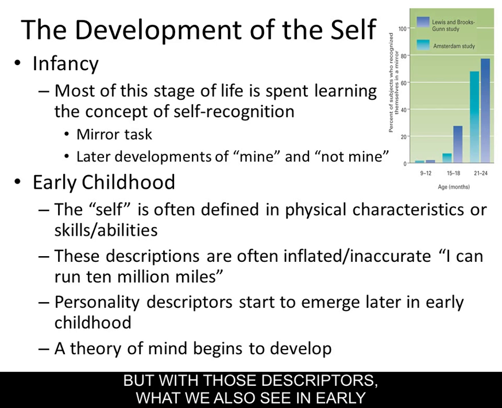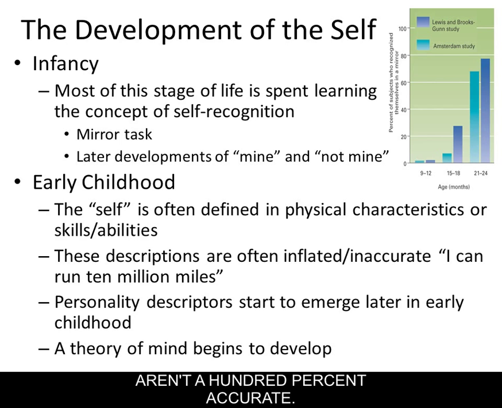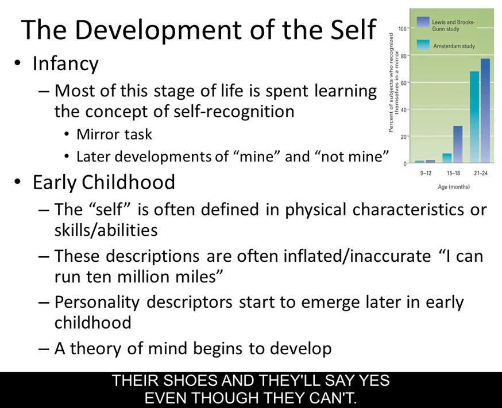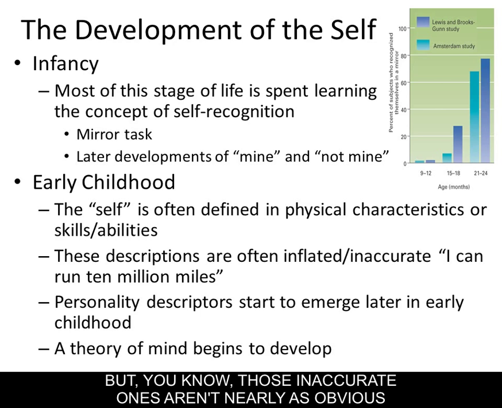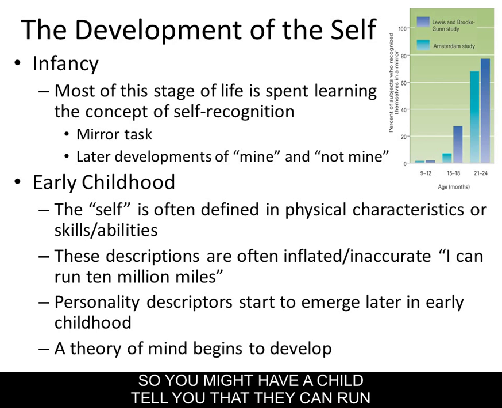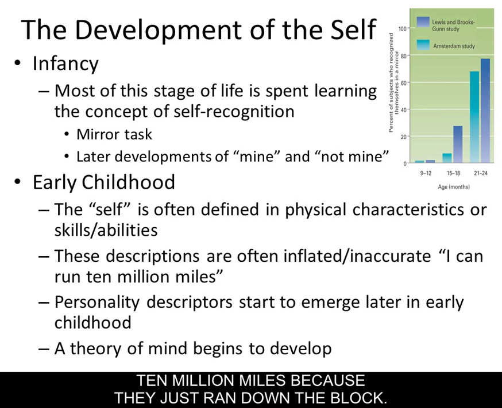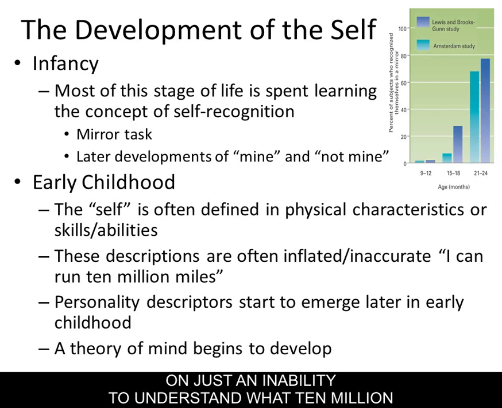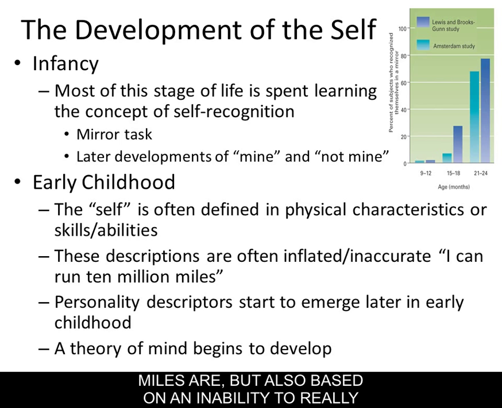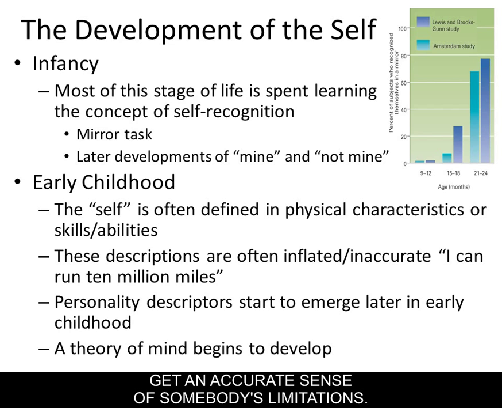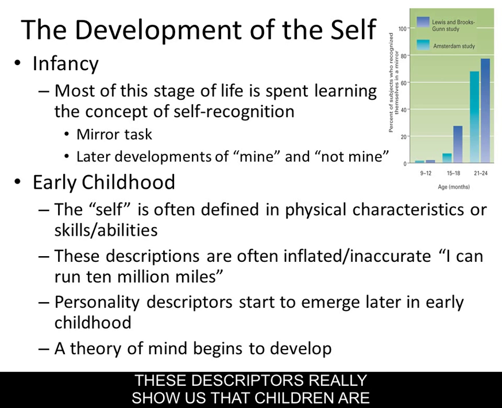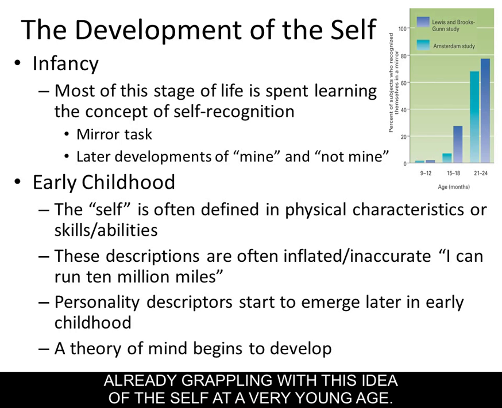But with those descriptors, what we also see in early childhood is that a lot of times these descriptors aren't 100% accurate. So you might ask a young child if they can tie their shoes, and they'll say yes, even though they can't. But those inaccurate ones aren't nearly as obvious as some of the more dramatic ones. So you might have a child tell you that they can run 10 million miles because they just ran down the block. And a part of that lack of accuracy is based on just an inability to understand what 10 million miles are, but also based on an inability to really get an accurate sense of somebody's limitations. But even though there's inaccuracies, even though there's an inflated sense of self, these descriptors really show us that children are already grappling with this idea of the self at a very young age.